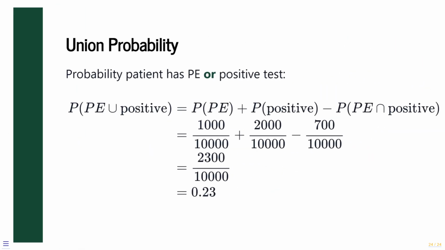And to compute a union from the table, we again apply the addition rule. Substituting the values gives 0.10 plus 0.20 minus 0.07, which equals 0.23. So 23% of patients either have PE, test positive, or both. This example demonstrates how complement rules, addition rules, and contingency tables all connect into one consistent framework for computing probabilities from either theory or data.